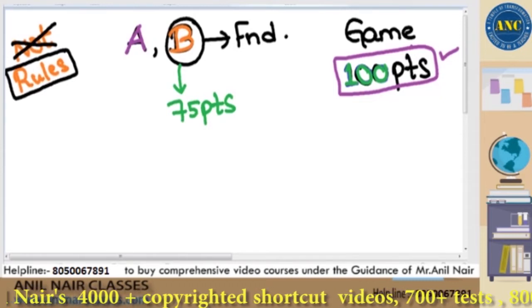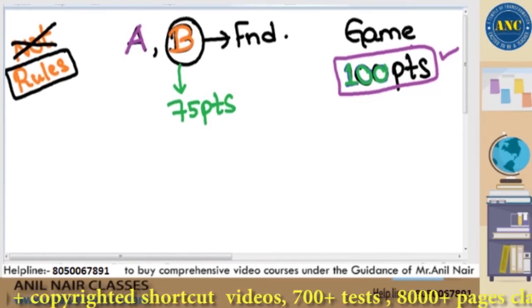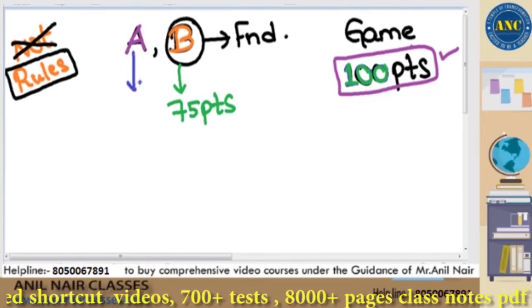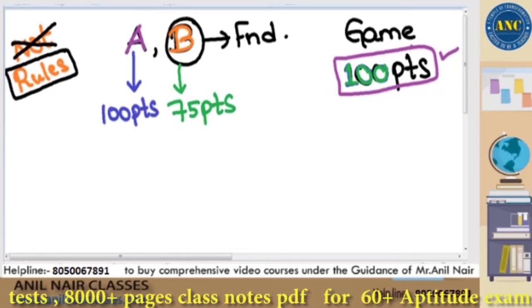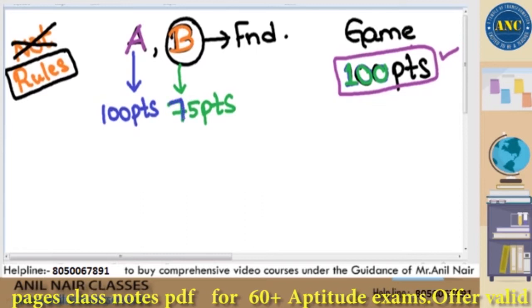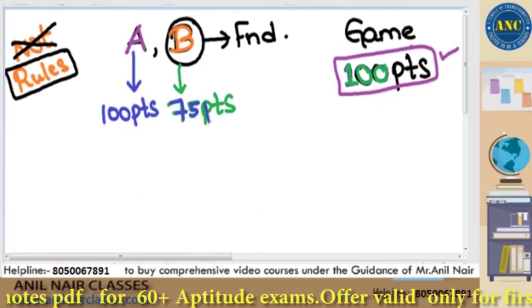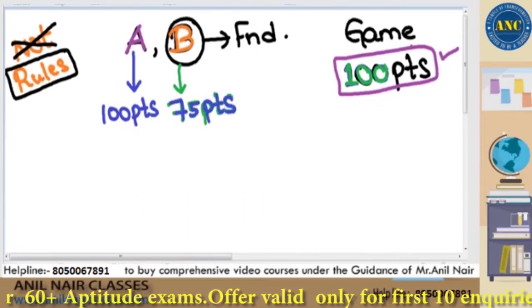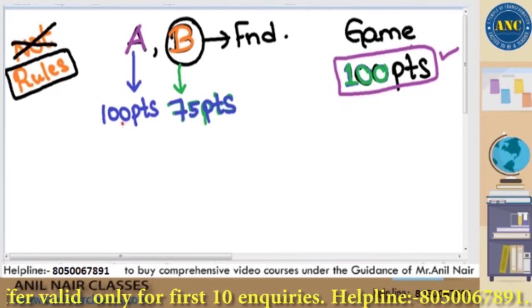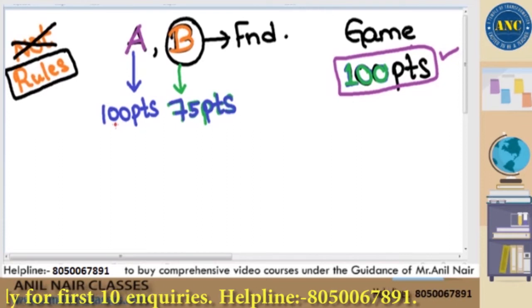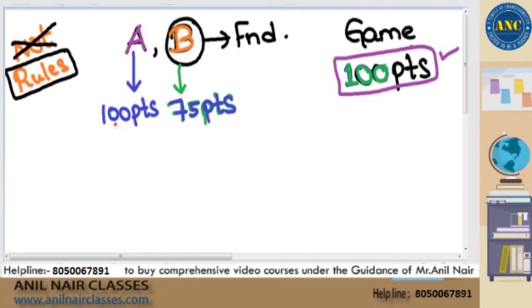That means I am indirectly saying to him that if I get 100 points first, then I am the winner, or if you get 75 points first, then you are the winner. That means I am telling my friend not to play for the last 25 points. In other words, I am giving you 25 points free. Right? I am giving you 25 points free.